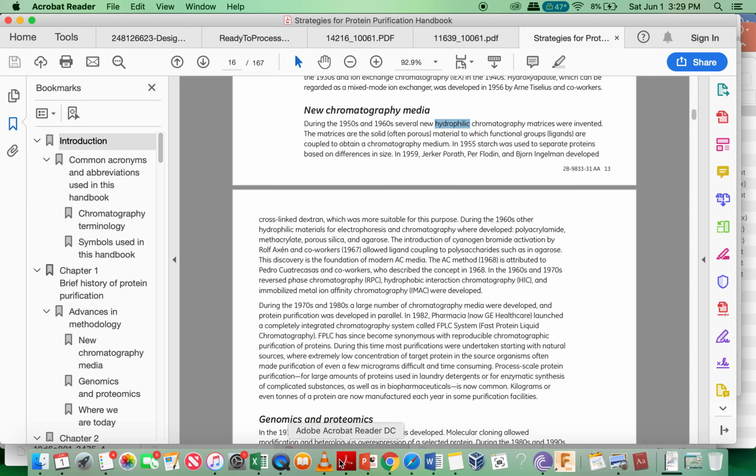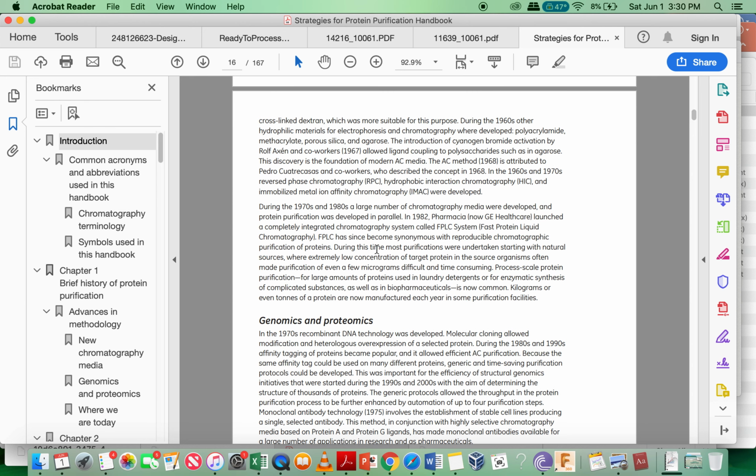In 1955, starch was used to separate proteins based on differences in size. In 1959, Jerker Porath cross-linked dextran, which was more suitable for this purpose. During the 1960s, other hydrophilic materials for electrophoresis and chromatography were developed.